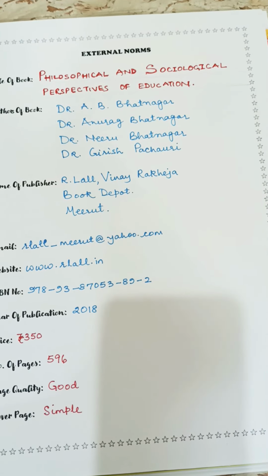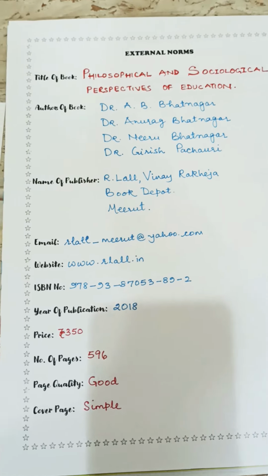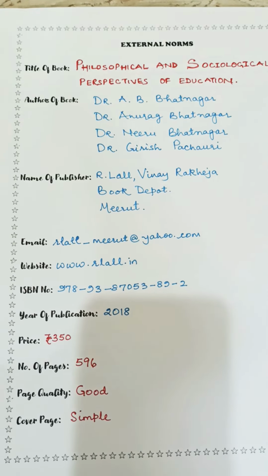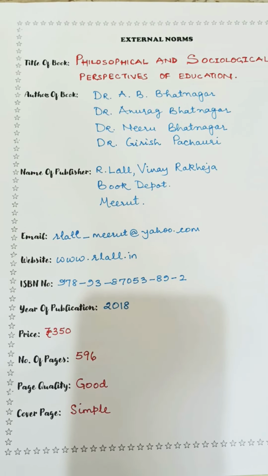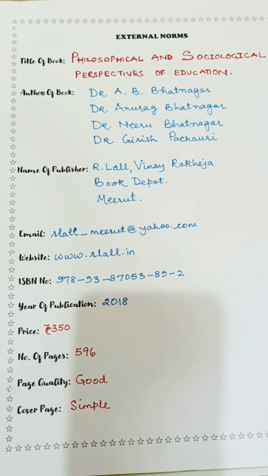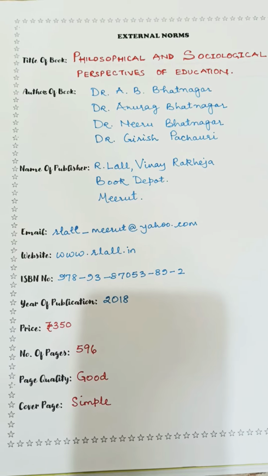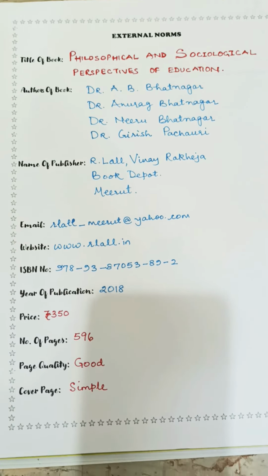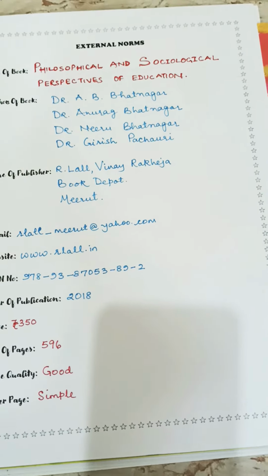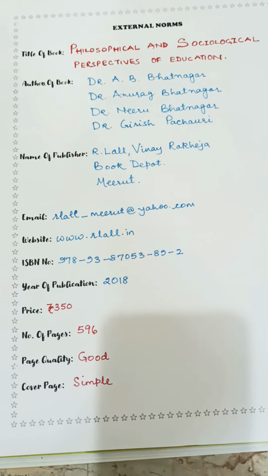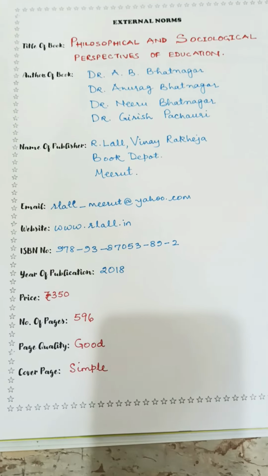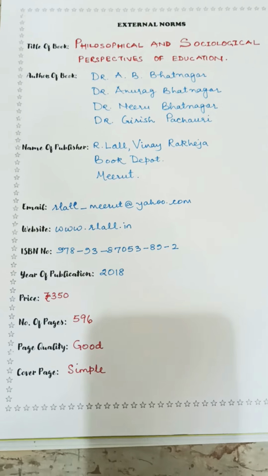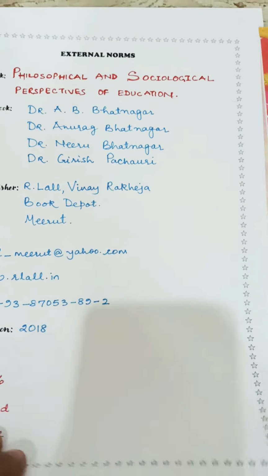Then the second book, that's Philosophical and Sociological Perspectives of Education. You can see I've given the name of the authors, the name of the publisher, email, website, the ISBN number, year of publication, price, number of pages, the page quality and cover page. The cover page sometimes may have lots of design, maybe diagrams, maybe students. So you can also give a description of that.